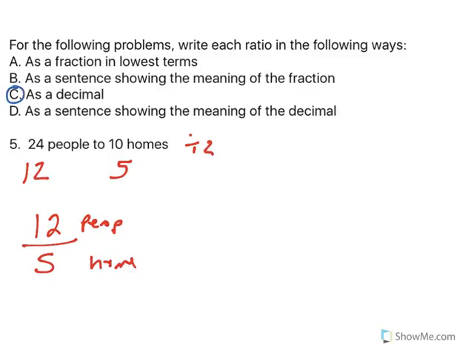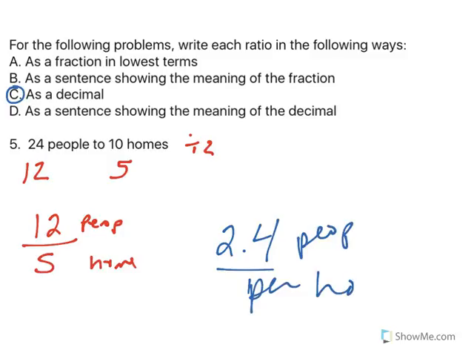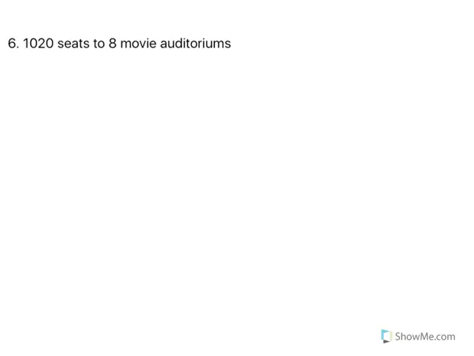Now, as a decimal, we take 12 divided by 5 and we get 2.4. When you change it to a decimal, that's like putting it over 1. So that means there are 2.4 people per house, or per home, because there's a 1 on the bottom. So 2.4 people per 1 house. All right, let's do that again.